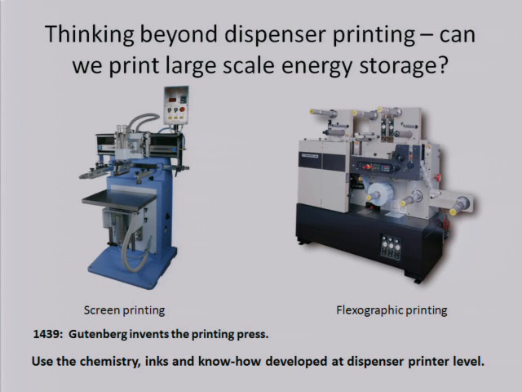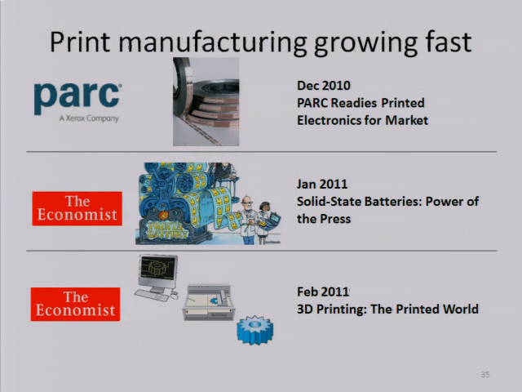In 1439, Gutenberg invented the printing press. So we know a lot about how to do printing. It's an enormous industry, unfortunately shrinking, of course, because we don't read newspapers anymore. And the notion is, can we use our chemistry and inks and know-how that we've developed at the dispenser printer level to work with, say, one of these guys to produce things on a much grander scale, which might be suitable for storing energy for a solar installation or a wind farm.